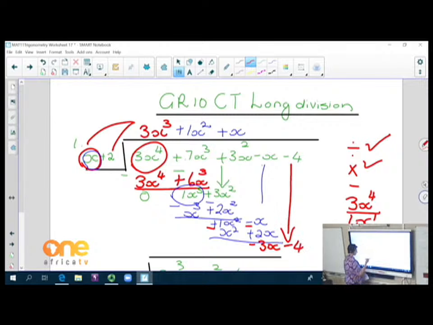So how many times will it divide into that? Negative 3 times. If you multiply, you have negative 3x and then minus 6. Change the second signs so it becomes positive and positive, and that means that there is a remainder of 2. There's a remainder of 2. So it counted 4 marks. So the moment when there's a mistake, I deduct a mark.